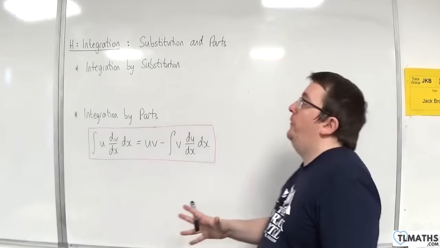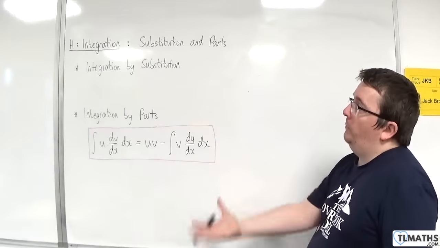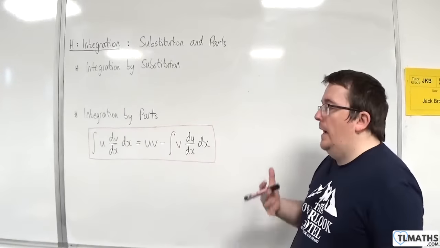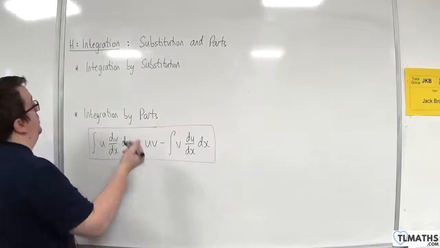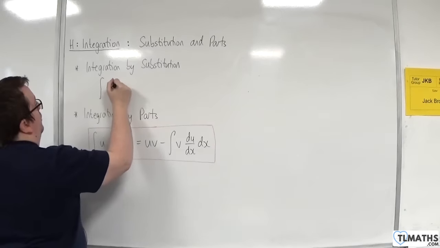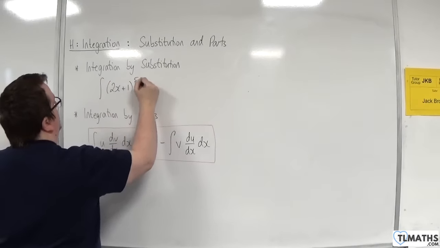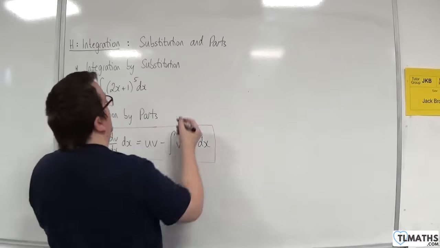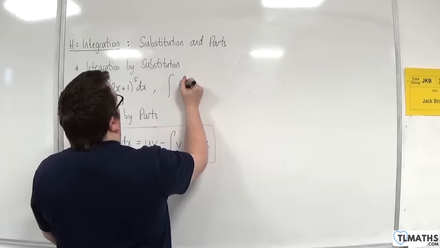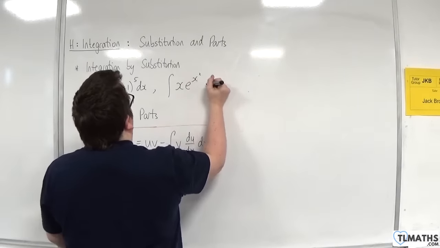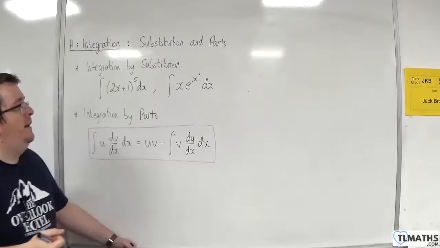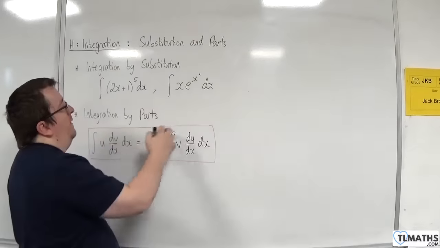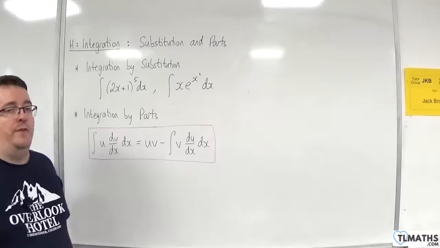So the two big methods of integration that we learned were substitution and parts. So, integration by substitution. Here are some examples of ones you could do by substitution. The integral of (2x plus 1) to the 5 dx, for example. You could also use reversing the chain rule on that. Or you could have the integral of, let's say, x e to the x squared dx. That would be an integration by substitution. Let u equal x squared. Let u be 2x plus 1 in the other case. But both of those could also be done by reversing the chain rule.